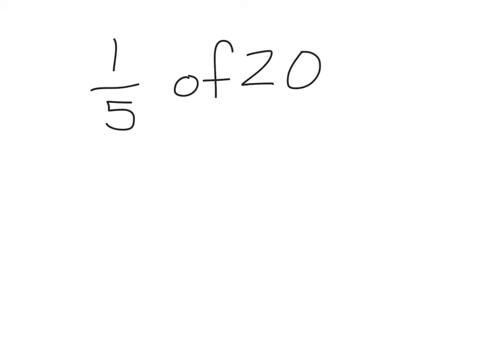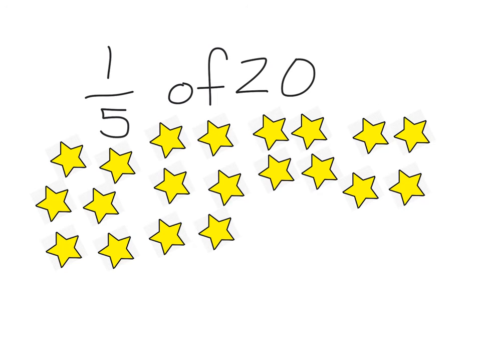Okay, now I want to find out what is 1/5 of 20. So finding out what 1/5 of 20 is the same as saying what is 20 divided into 5 equal sets. Now you might know what 20 divided by 5 is because you've been working on your multiplication and division facts. You might know that 20 divided by 5 equals 4.